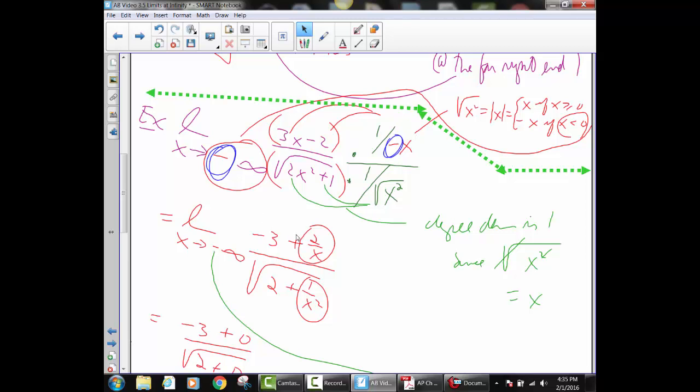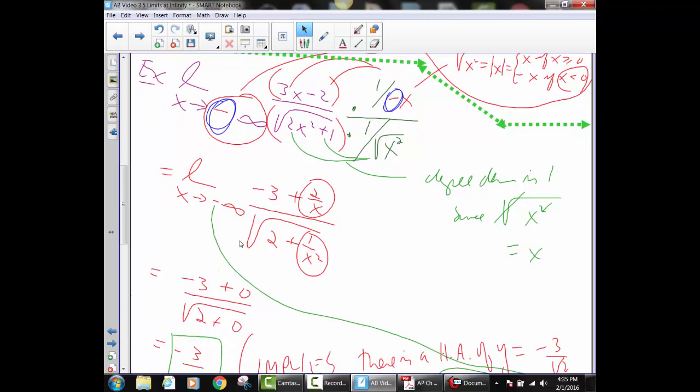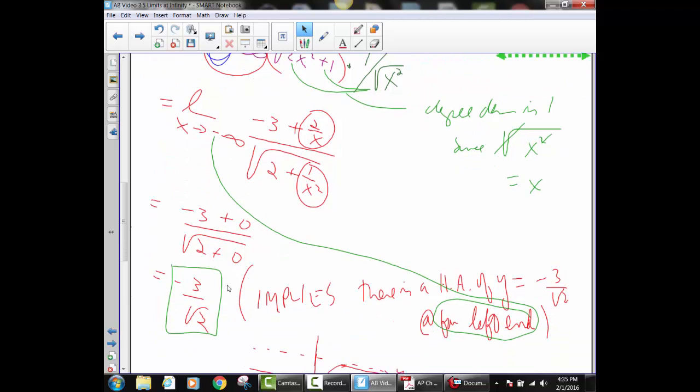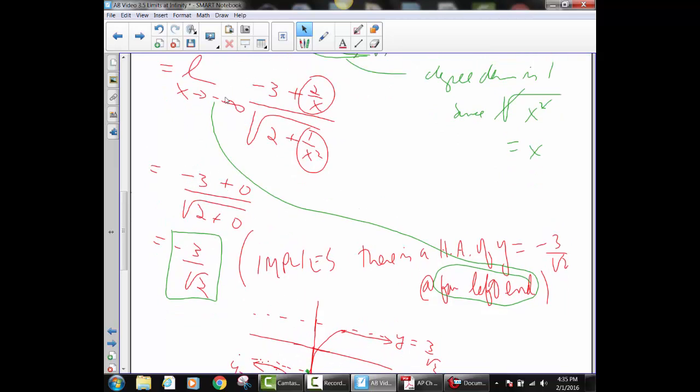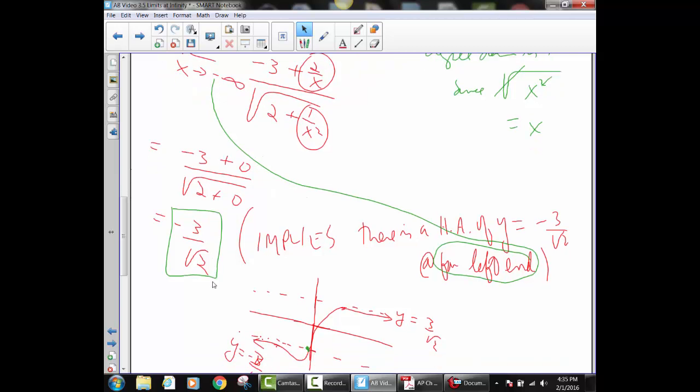I'll get negative 3 plus 2 over x. Here I'll have 2x squared over x squared, which is 2, and then 1 over x squared. All of that's in a radical. As x is going to negative infinity, both of these fractions will go to 0, and you'll see I get an answer of negative 3 over root 2, not positive. And this implies that at the far left end, I'm going to negative 3 over root 2.